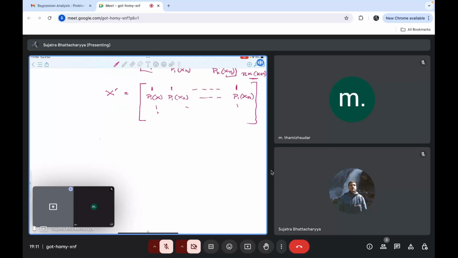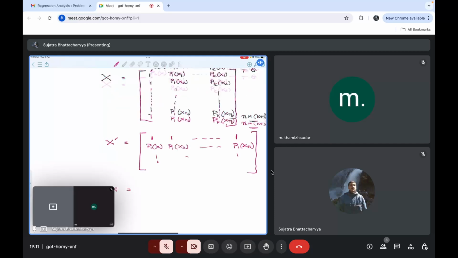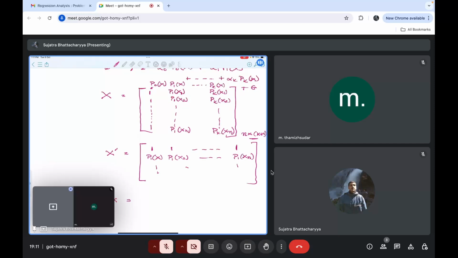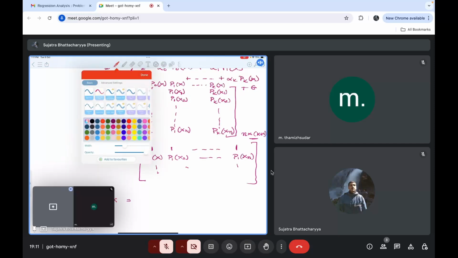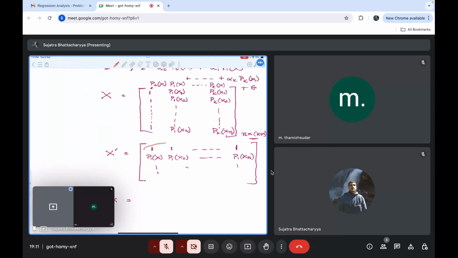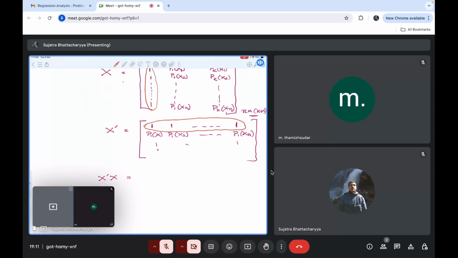Okay. So when you do X prime into X, what is happening? X prime into X. So this row, let me just change and show you. This entire row is multiplied with this, right? And added, of course. This is a matrix multiplication. So X prime into X, matrix multiplication, will give you what?